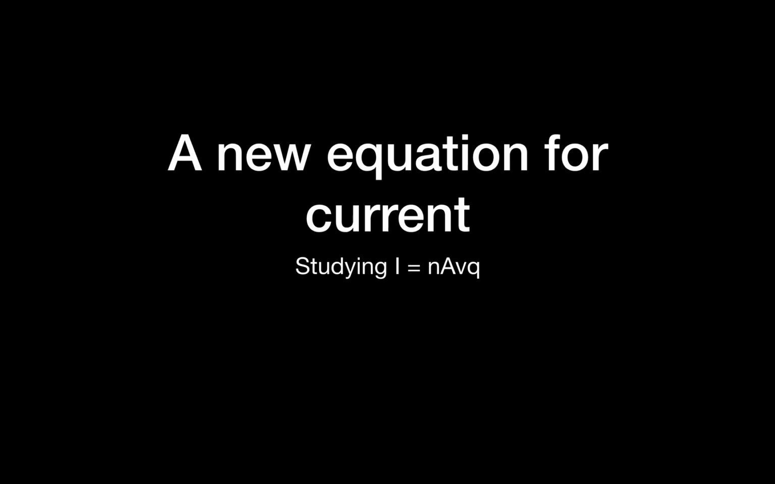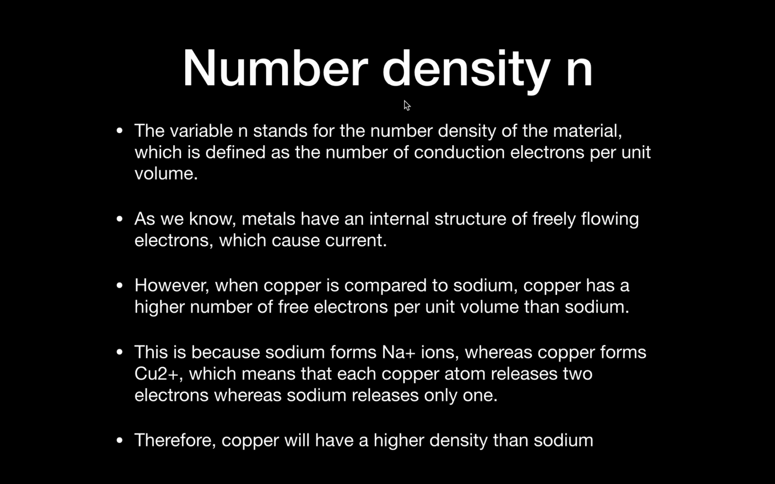We also come to a new equation for current. This is I is equal to nAvq. This is very important as well, and we will dissect this equation variable by variable in the next slides. So n stands for the number density of the material. By definition, a number density is defined as the number of conduction electrons per unit volume. Essentially, although this is obviously not possible, if you wanted to calculate the number density, you find the total number of electrons in a block of metal divided by its volume. That is essentially the number density.